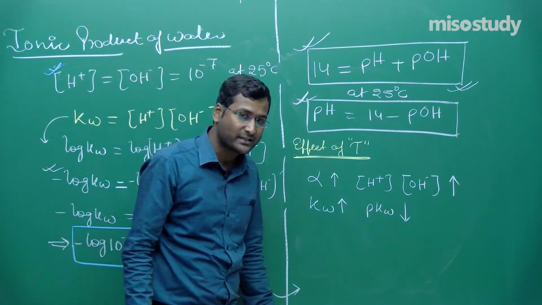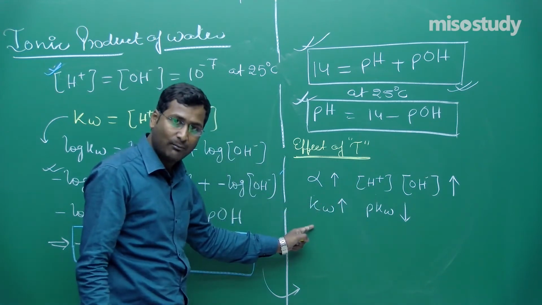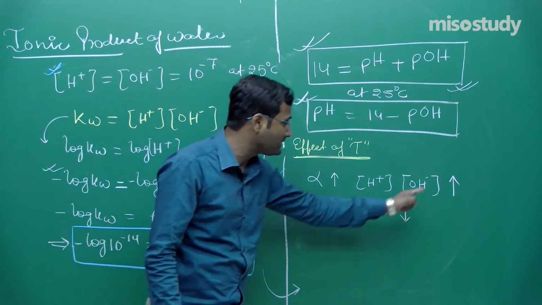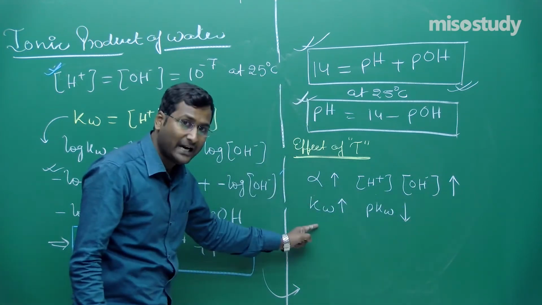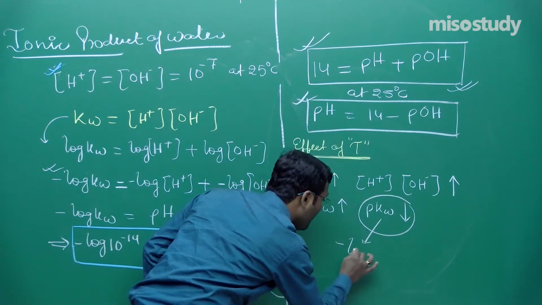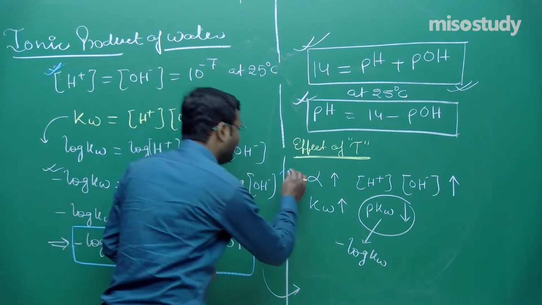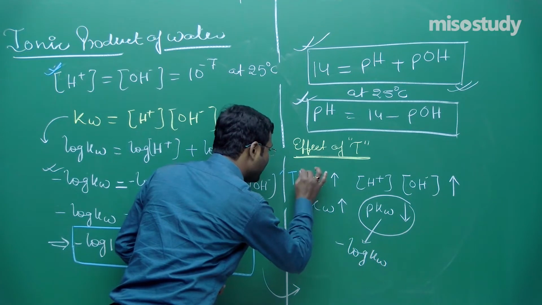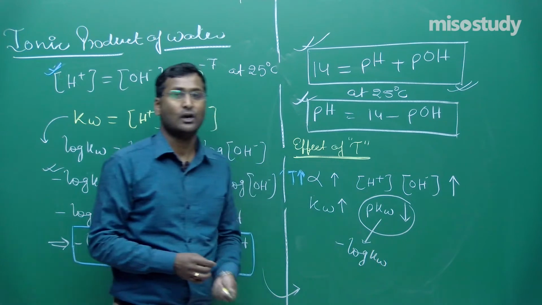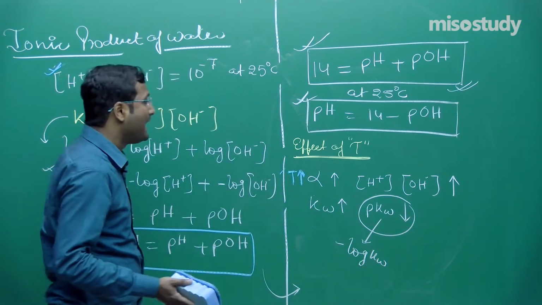What is the impact of temperature? With rise in temperature, alpha increases, H plus ion concentration increases, OH minus ion concentration increases, Kw increases, but pKw, that is pKw equal to minus log Kw, will decrease. So there is an impact of temperature on these terms. I hope you all are getting it. Now I am moving to the next topic.